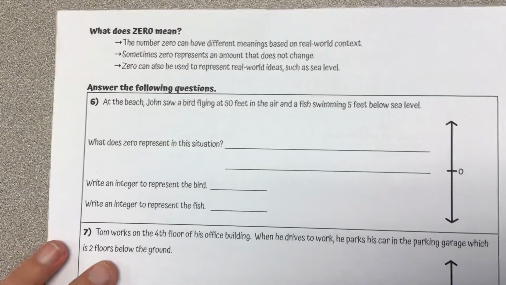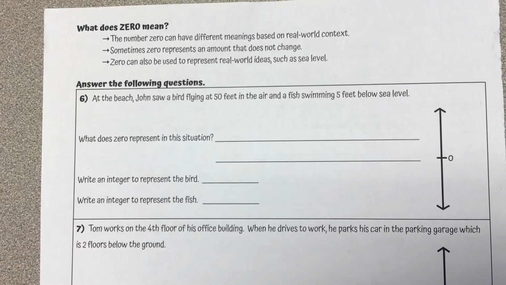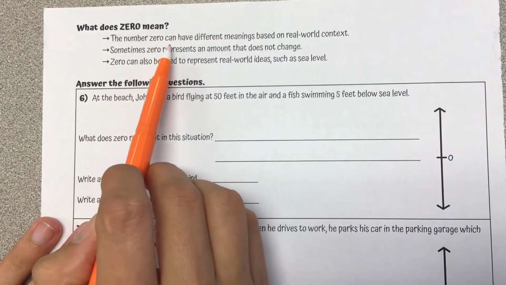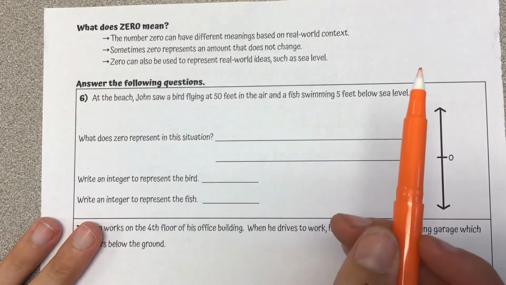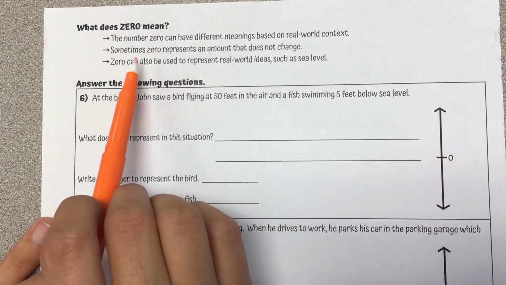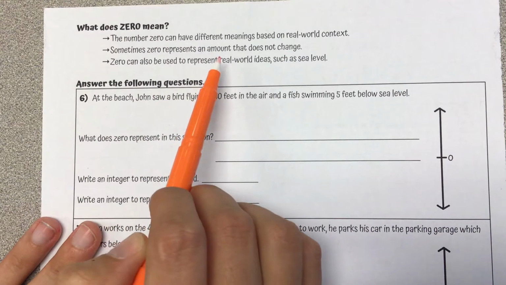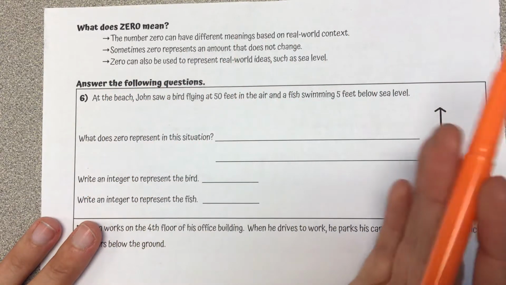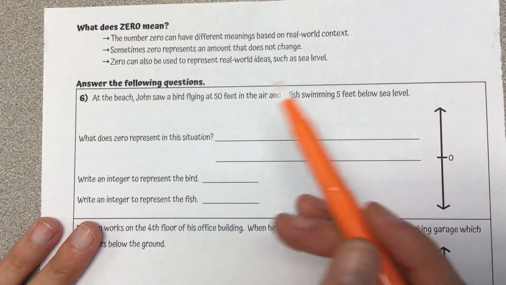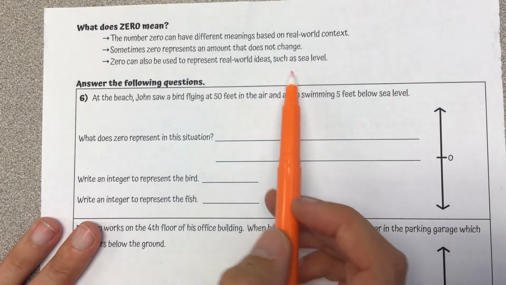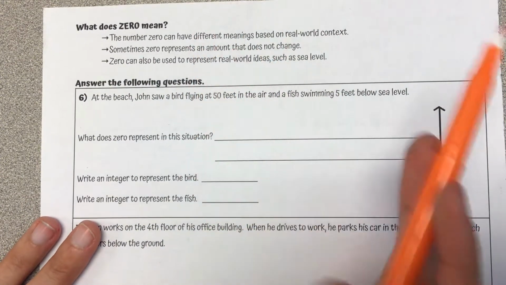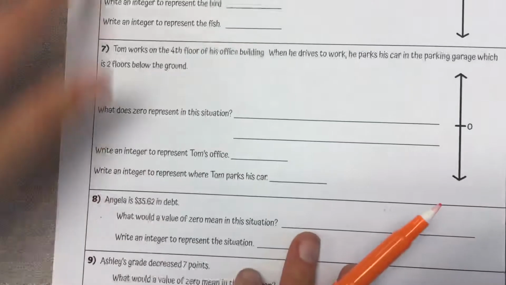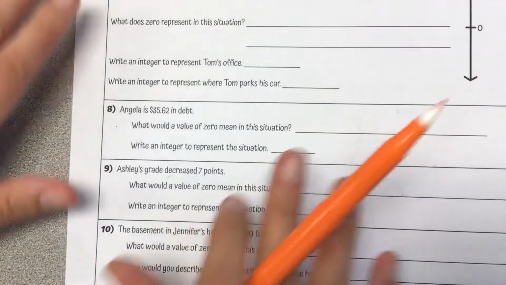Then for each of these, we want to think about what 0 means in certain contexts. So the number 0 can have different meanings based on real-world context. Sometimes it can represent an amount that does not change. It can also be used to represent real-world ideas such as sea level. So in different scenarios, we are going to show what it's representing. Is it showing that something's just not changing, or is it showing a specific type of scenario?